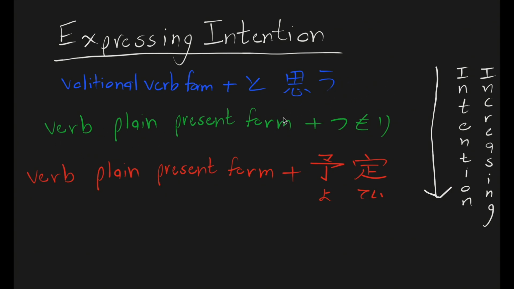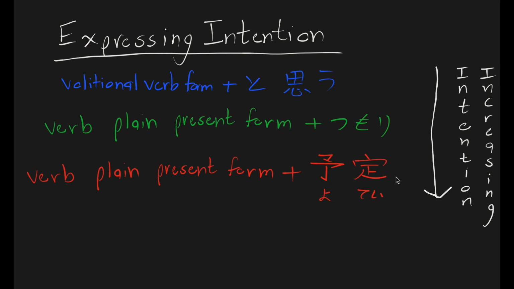Now if we go to our second one, the verb plain present form plus tsumori, it's like saying I intend to do something. Or sticking with our example, I intend to go to Hawaii. And with our final one, the strongest one, the verb plain present form plus yote, it's like saying I plan to do something. So I plan to go to Hawaii.